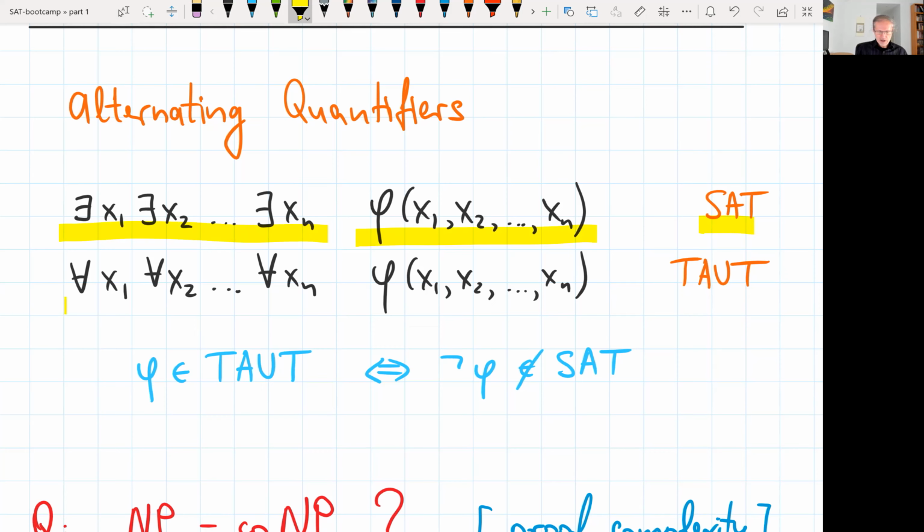You can also look at the universal quantification of your variables. And then what you're asking about is, is the formula phi true under all possible assignments? Which is the same as asking, is the formula phi a tautology, a propositional tautology? It is true no matter which assignment you plug in. And the two problems are kind of duals of each other. You can easily see that phi is a tautology if and only if the negation of phi is not satisfiable.